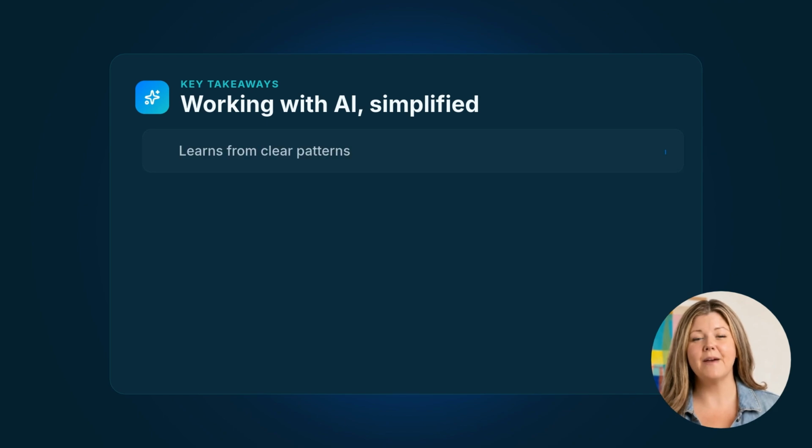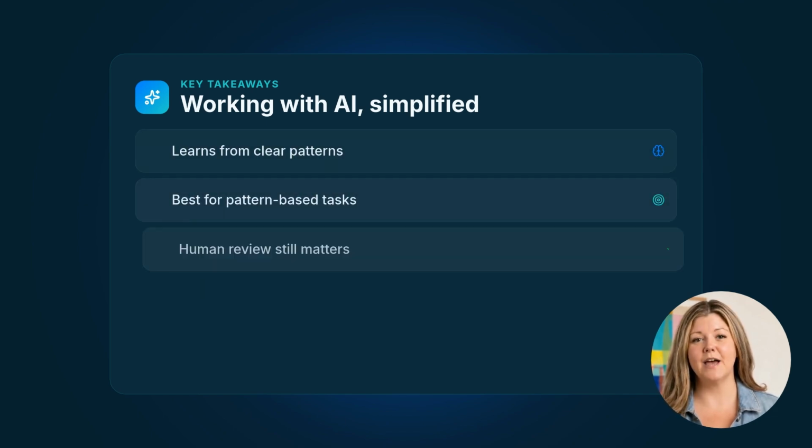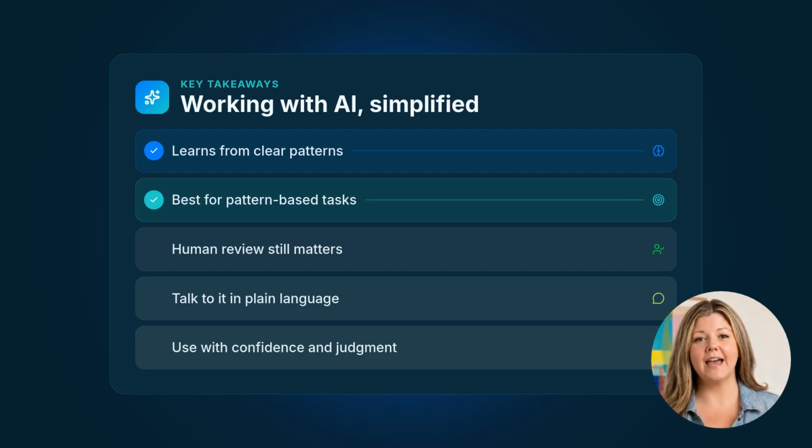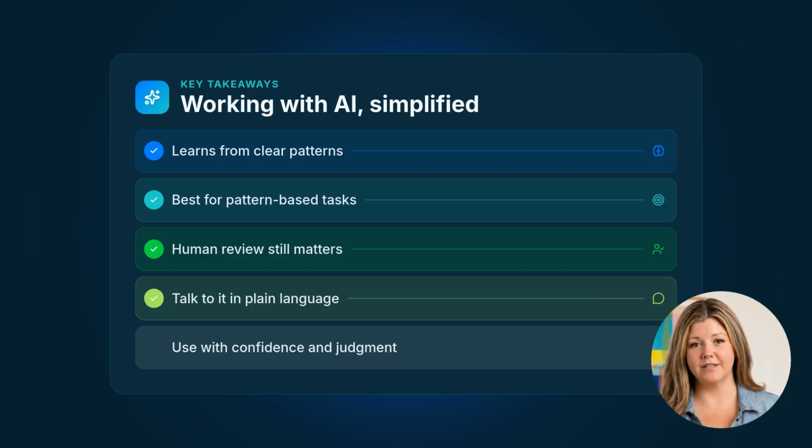As a final recap, AI learns patterns from examples and helps most with tasks that follow clear patterns. It can be a huge help, but it still needs human review. And the key takeaway is simple. Talk to AI naturally, in plain language like you would to a helpful colleague. If you do that, you'll be able to use it with more confidence and better judgment.